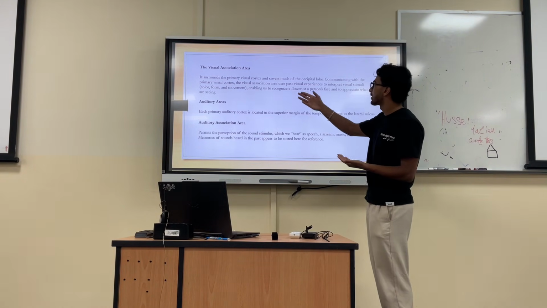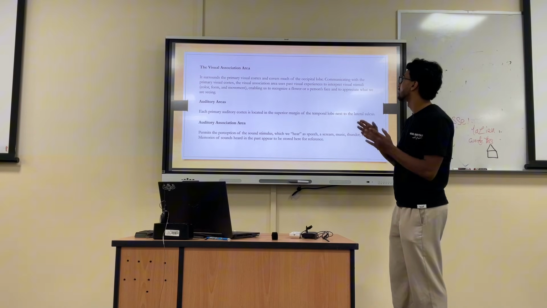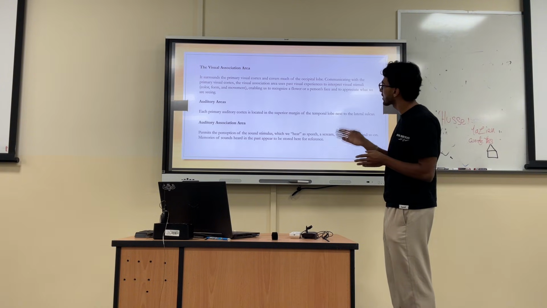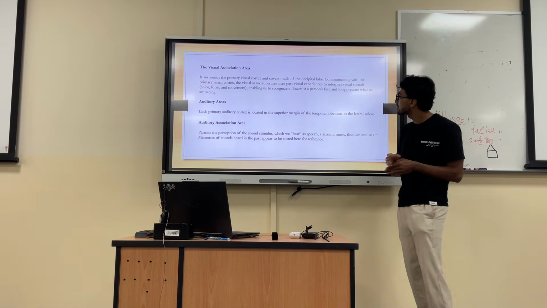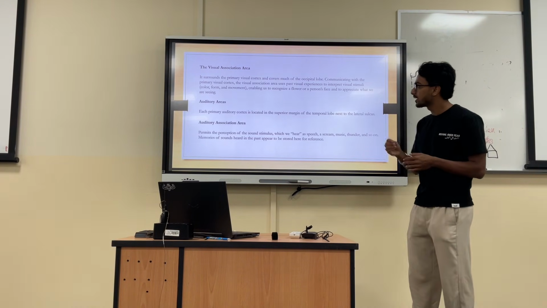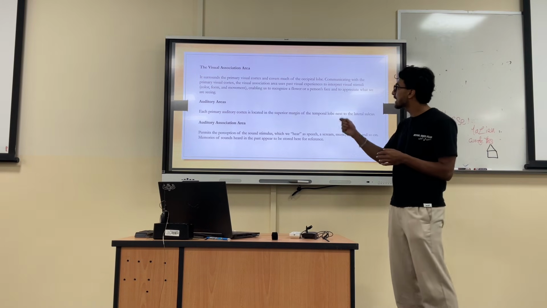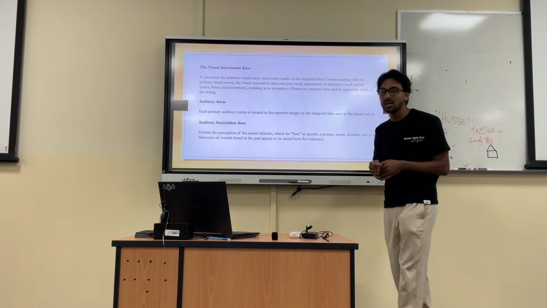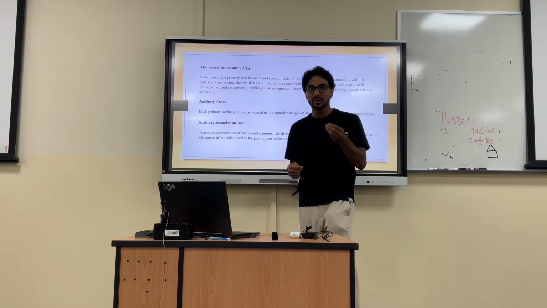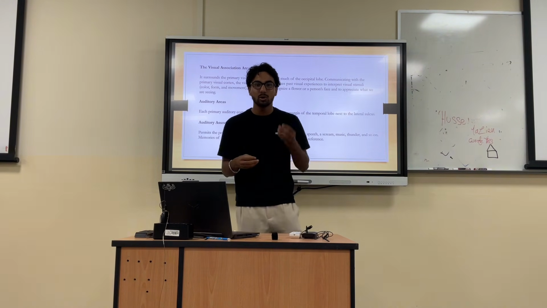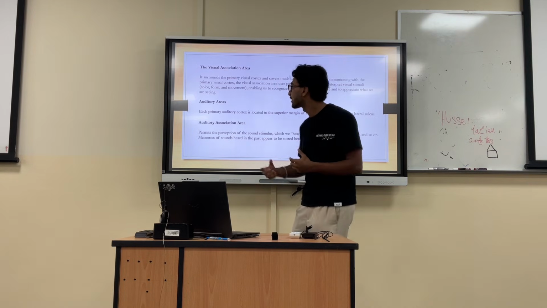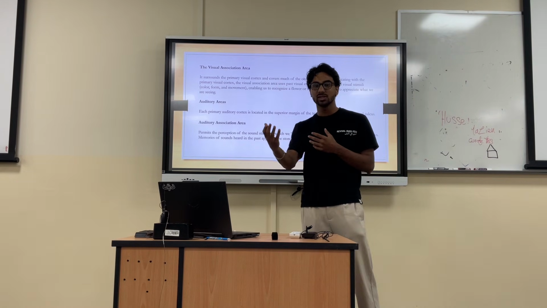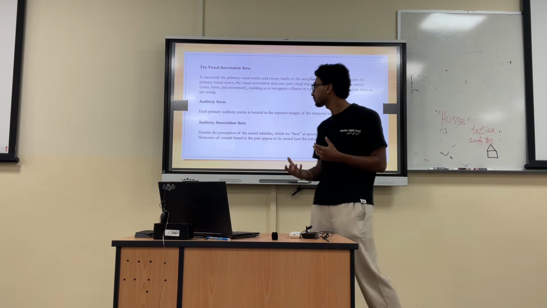It surrounds the primary visual cortex and covers most of the occipital lobe. Communicating with the primary visual cortex, the visual association area uses past visual experiences to interpret visual stimuli, the color, form, and movement, enabling us to recognize a flower or a person's face and to appreciate what we are seeing. If there's a problem with the visual area in the occipital lobe, we'll have problems in vision. If we have a problem in the visual association area, we're going to have problems understanding what we are seeing. We can see it but don't recognize it.